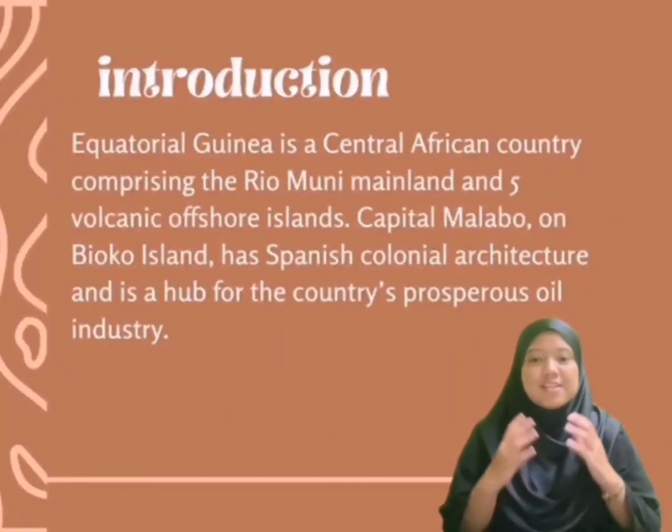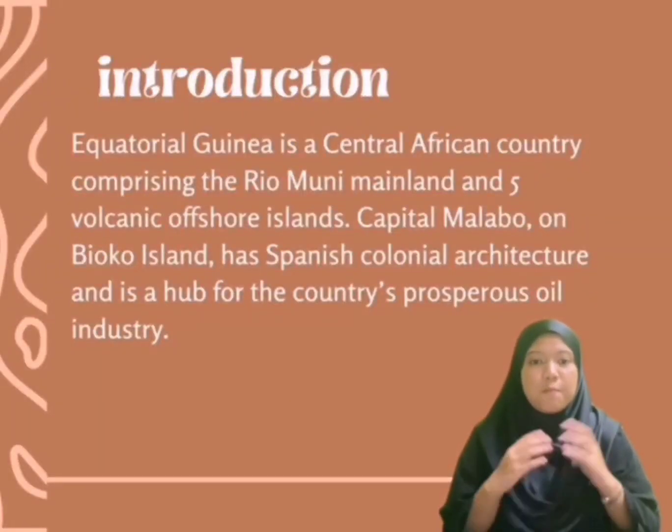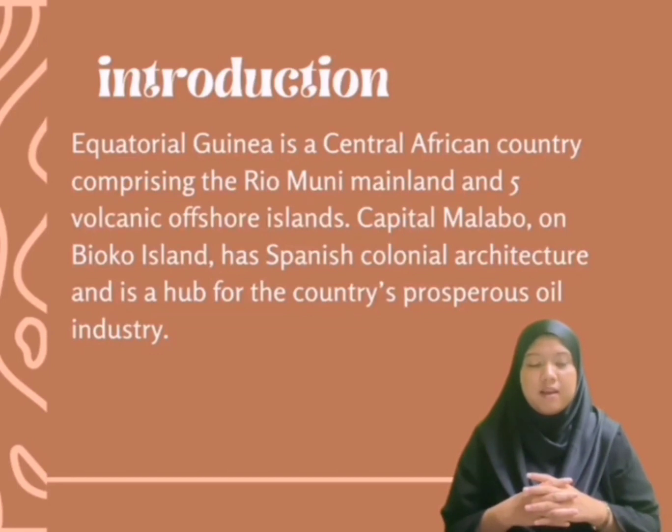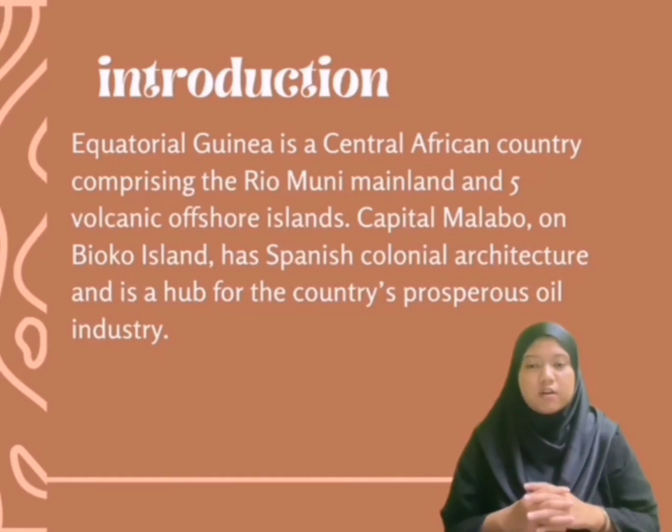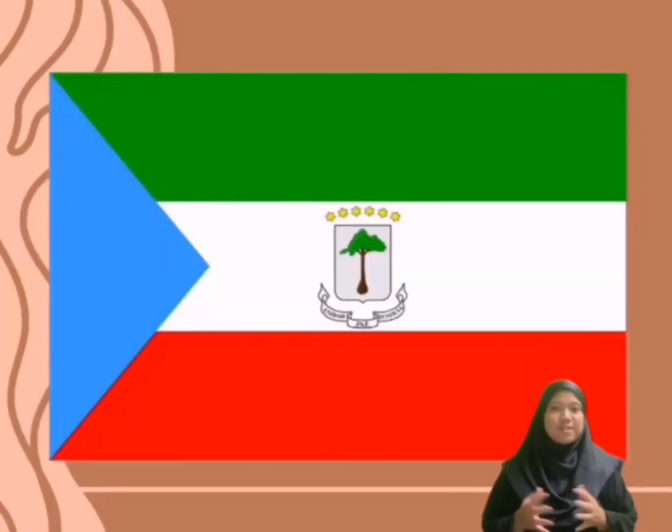Equatorial Guinea is a Central African country comprising the Rio Muni mainland and 5 volcanic offshore islands. Capital Malabo on Bioko Island has Spanish colonial architecture and is a hub for the country's prosperous oil industry. So, as we can see, this is the flag of Equatorial Guinea.